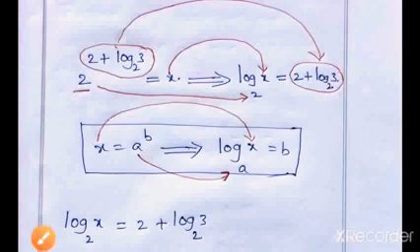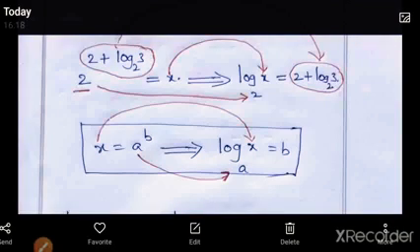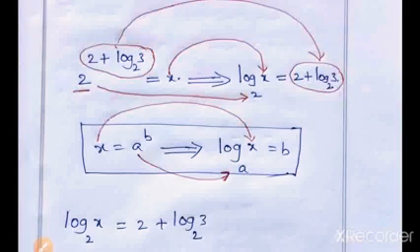Related to these logarithmic forms, we have one sum. It may appear difficult, but it is not difficult. In this question: 2 power 2 plus log 3 base 2. Find the value of this. I am assuming, let all this value be x. Just taking it as an assumption.